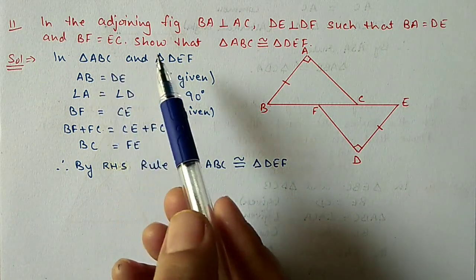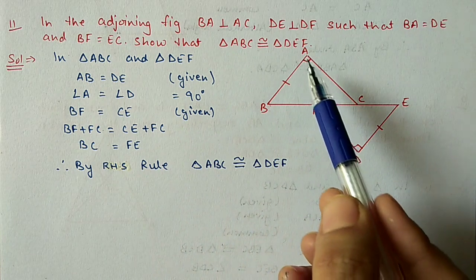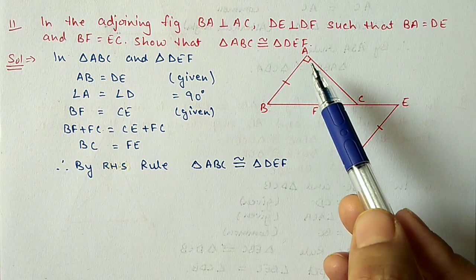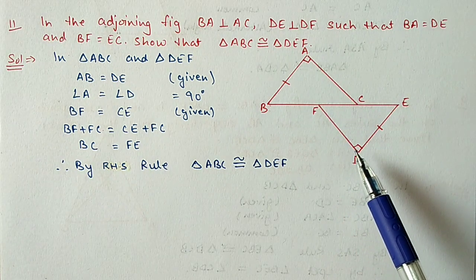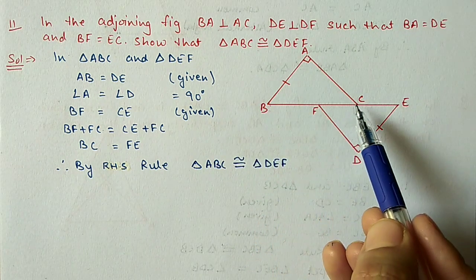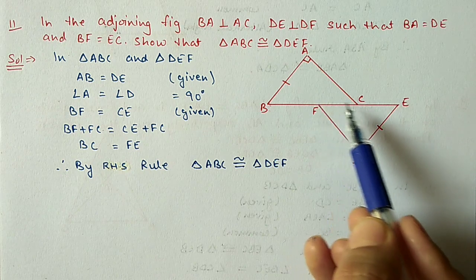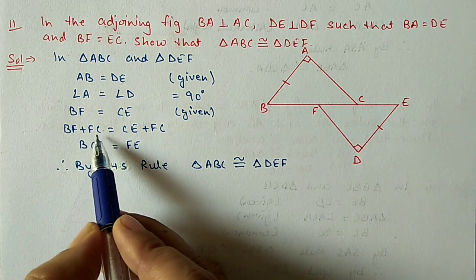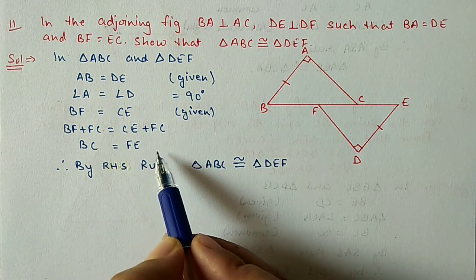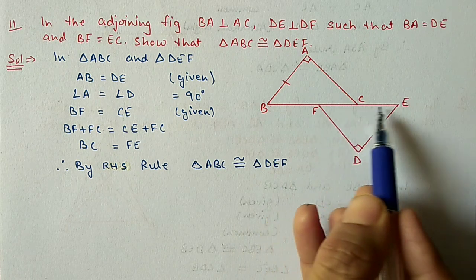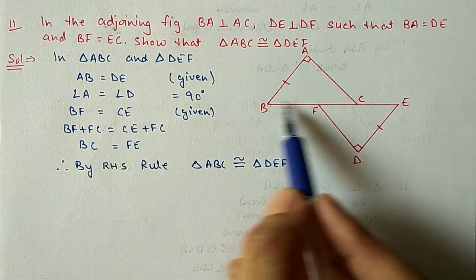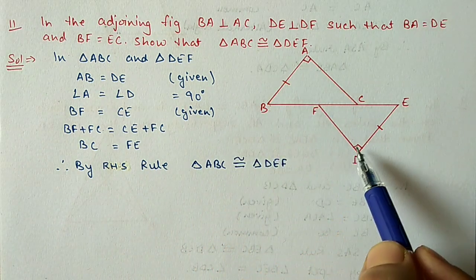So we will take triangle ABC and triangle DEF. First of all, AB is equal to DE. It is given in the question. Second thing, angle A and angle D are equal. This is also given, both are 90 degrees. Third, BF is equal to CE. Then we will add FC to both sides, and BF plus FC will become BC, and CE plus FC will become FE. Means this third side is also equal for both the triangles. So by RHS rule, triangle ABC is congruent to triangle DEF.